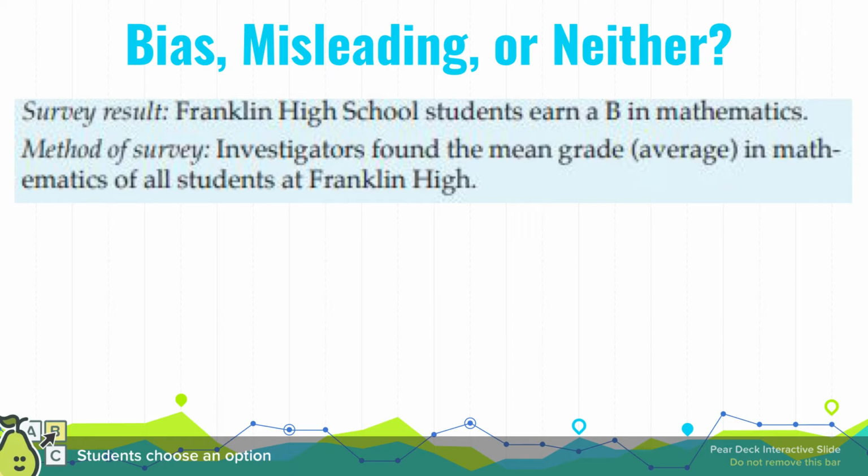Our next example, we have Franklin High School students earn a B in mathematics. The method of survey was that investigators found the mean grade average in mathematics of all students at Franklin High. This would be neither. The reason why is that this is considered a census, and it does not appear to be self-reported, so the result should hold true. However, the result would be more helpful if it said whether the B was a mean or a median.